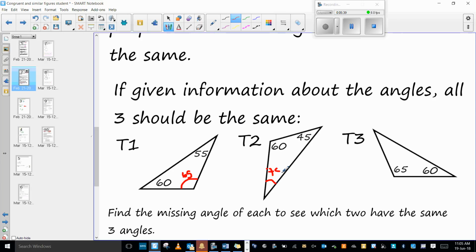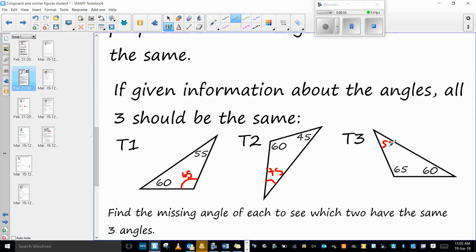And this is 65 and 60. What does that add up to? 125. And then what are we missing? 55.